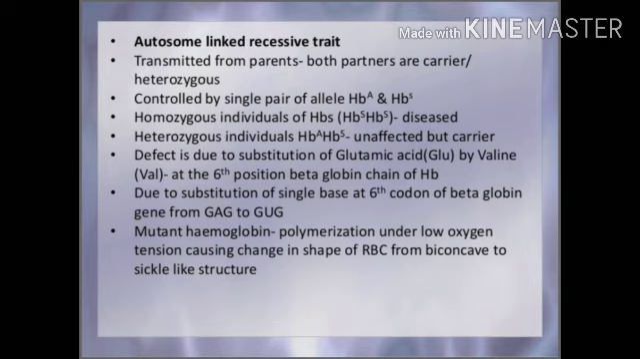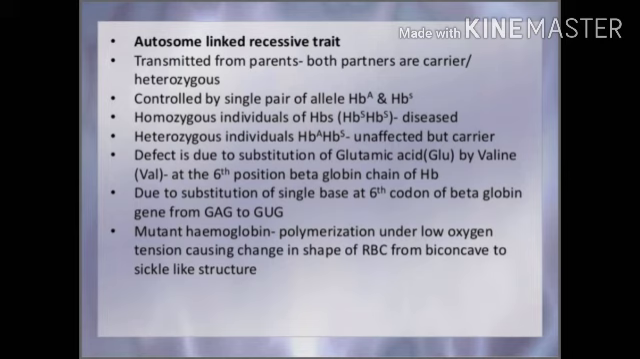Both partners are carriers or heterozygous. It is controlled by a single pair of alleles. In the homozygous condition, that means HbS and HbS, the individuals suffer from sickle cell disease. But in the heterozygous individual, that is HbA and HbS, the person is unaffected but a carrier.